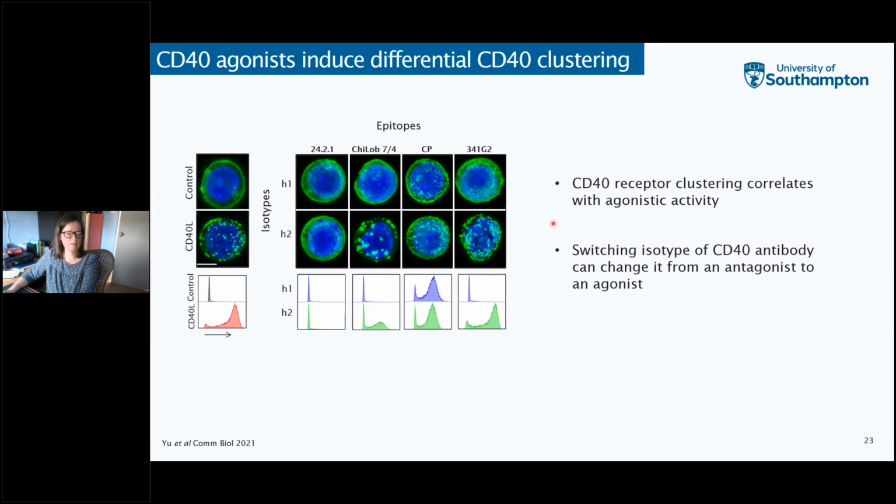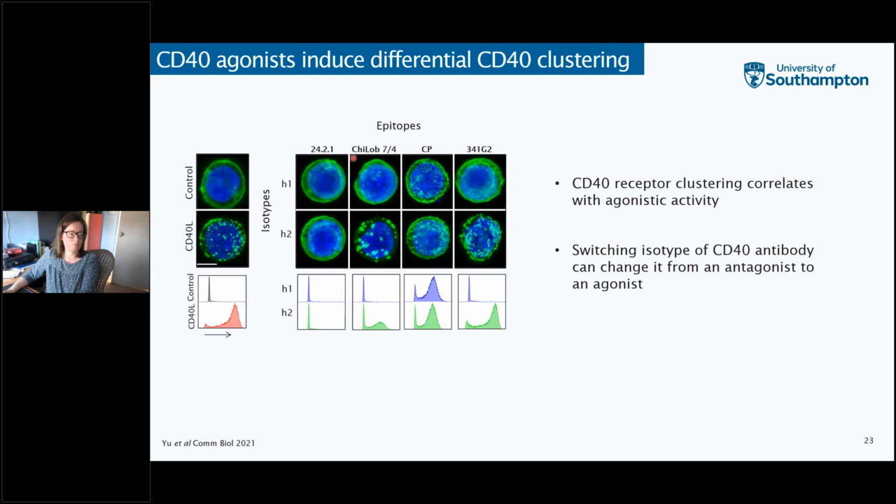So in the top two panels here, we have confocal Z-stack projections showing that there are distinct patterns of receptor clustering depending on the treating antibody. And the bottom panel shows histograms for the upregulation of CD23 on human transgenic B cells, and this is a measure of agonistic activity. So on the left here, we can see that in the untreated control, we have no clusters, no CD23 expression, and with the CD40 ligand, we have these small distinct clusters and a high upregulation of CD23.